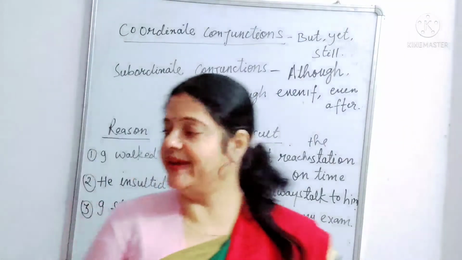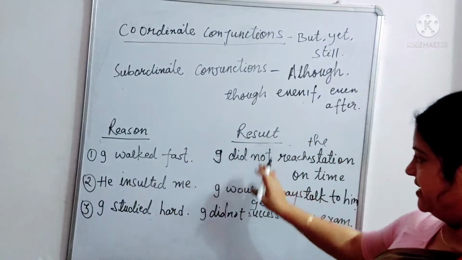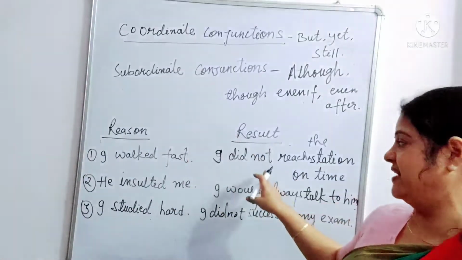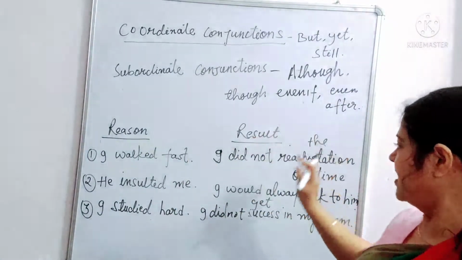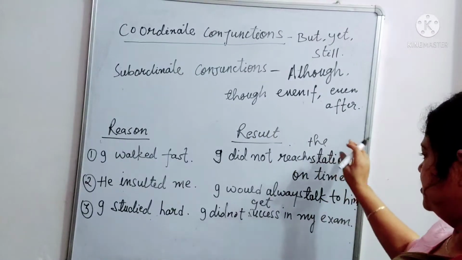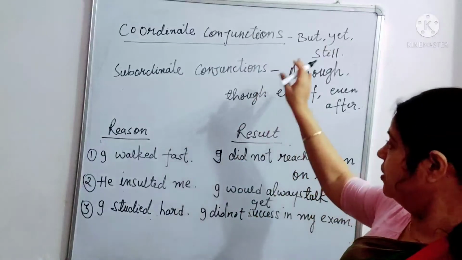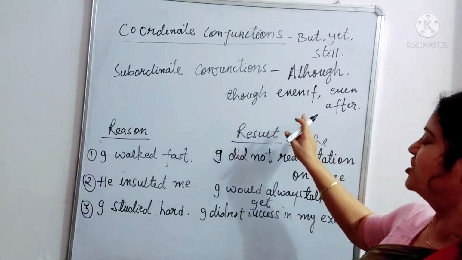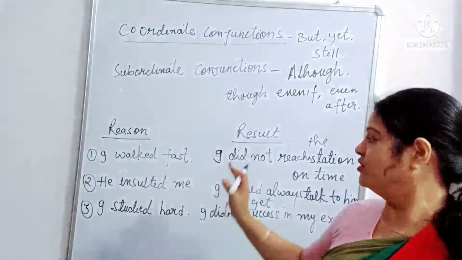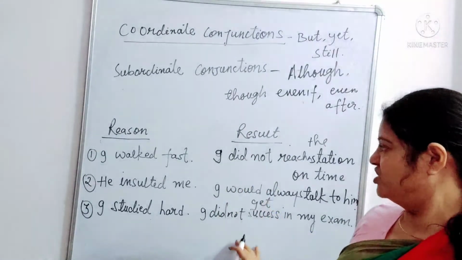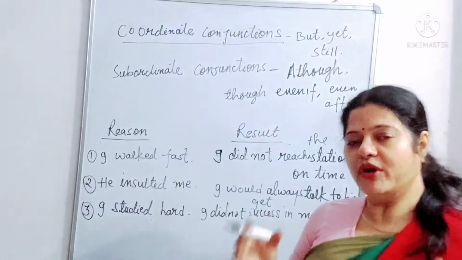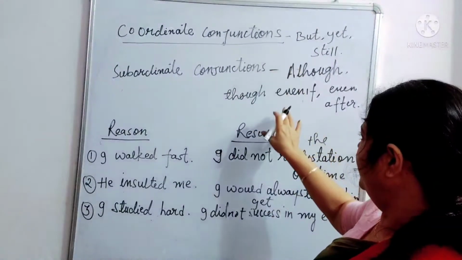Now what I did is I made these sentences contrast to these sentences. I walked fast, I did not reach the station on time. Now what we need to do is put these conjunctions. So where we are going to put these conjunctions, I'll show you.